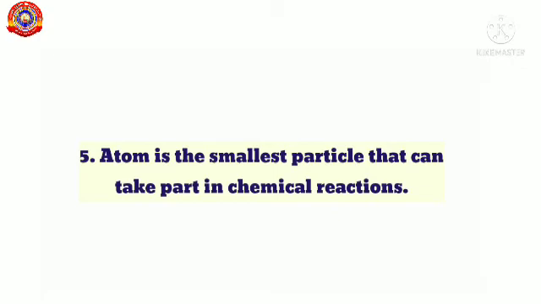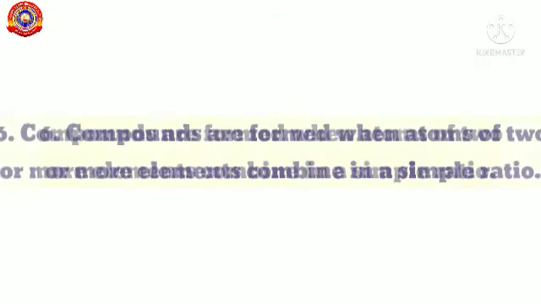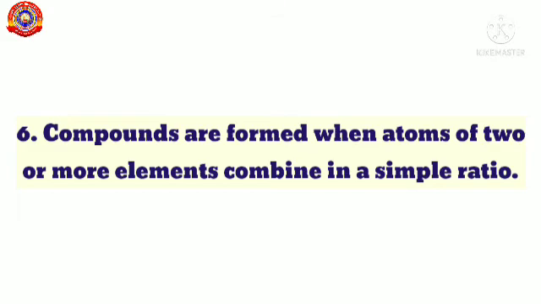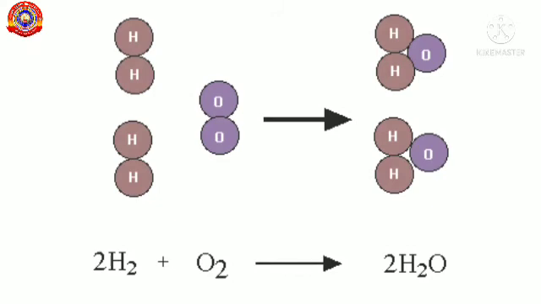Okay, now the sixth postulate. Compounds are formed when atoms of two or more elements combine in a simple ratio. Now consider the reaction of hydrogen and oxygen to form water. Try to find out the number of atoms involved in the reactant and product side.